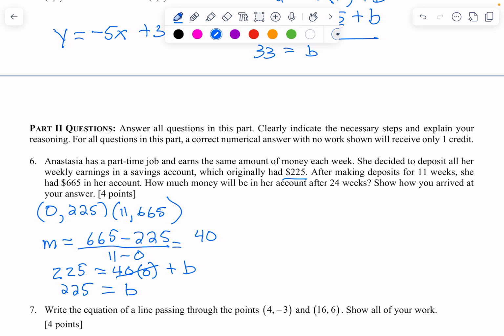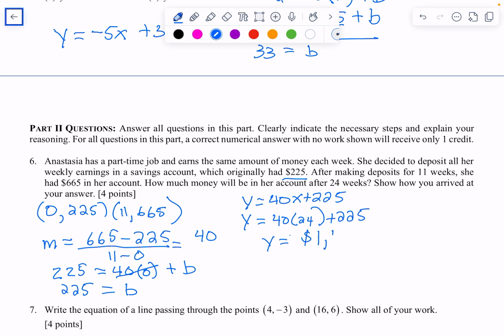All right. I mean, we didn't even have to. So we have this equation, y is equal to 40x plus 225. You want to know how much you'll have after 24 weeks? 40 times 24 plus 225. She will have a whopping $1,185.